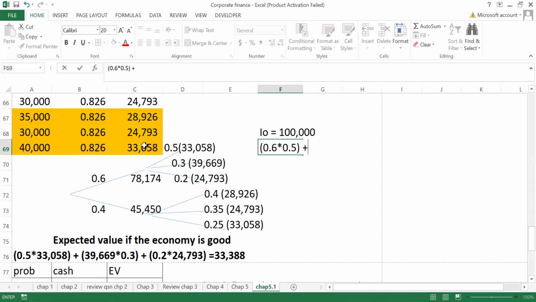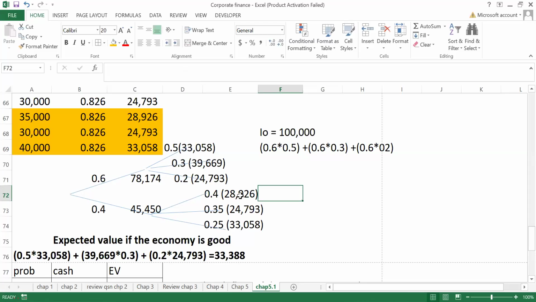What about this and this? Still positive. So meaning 0.6 times 0.3 is also positive. What about this and this? It is positive. 0.6 times 0.2, only positive.